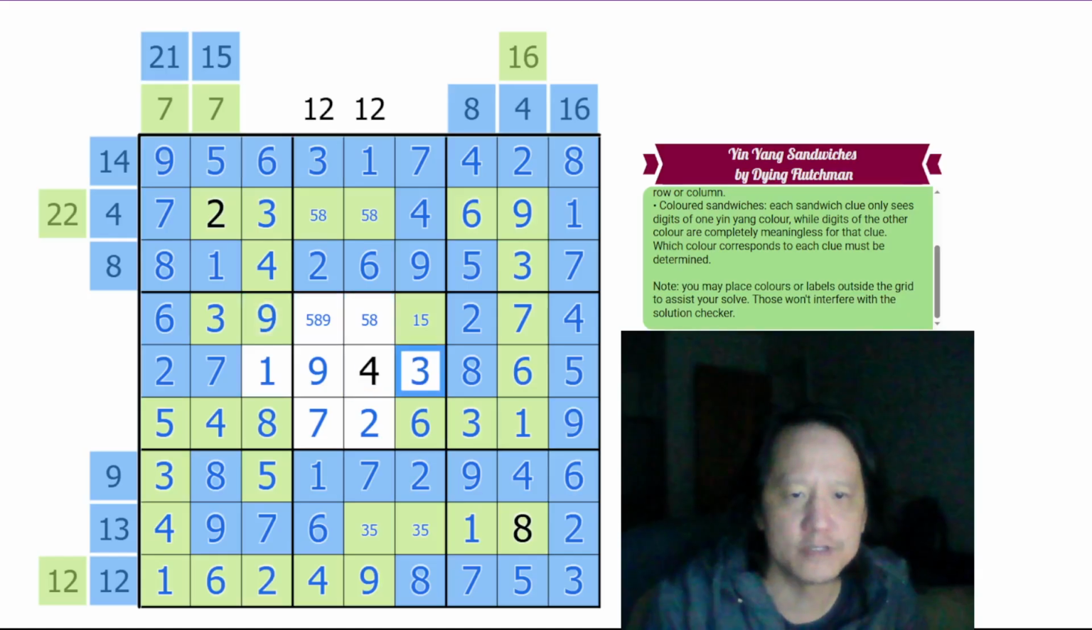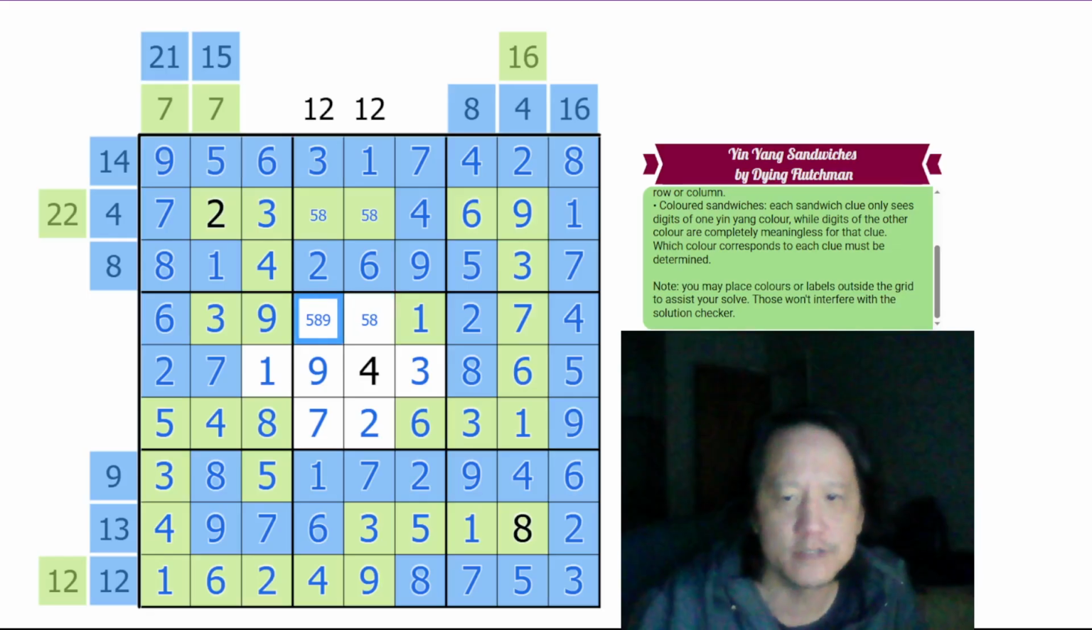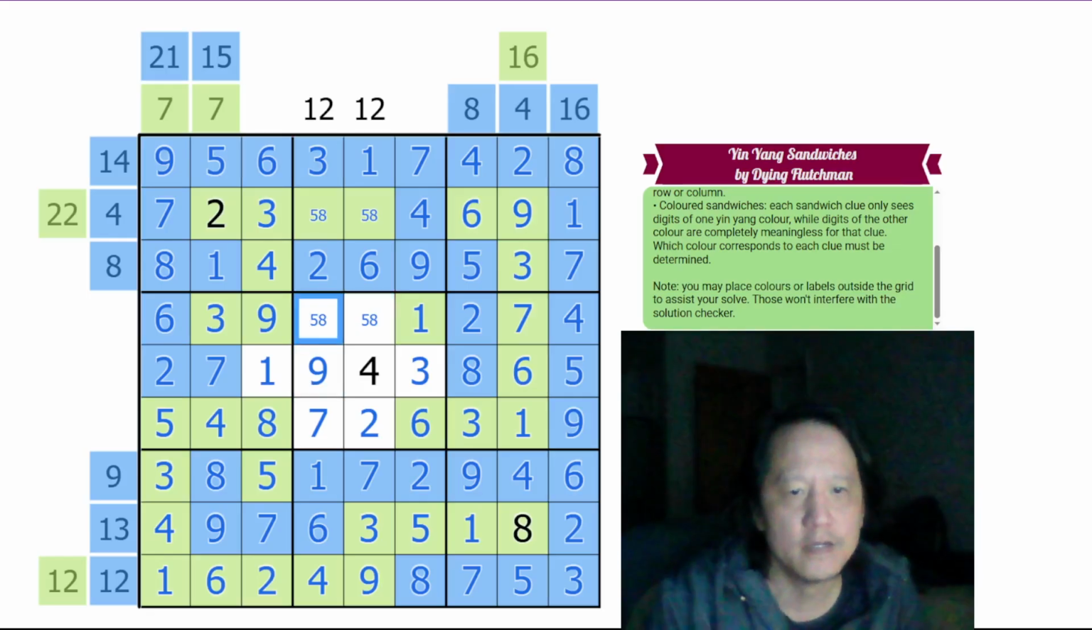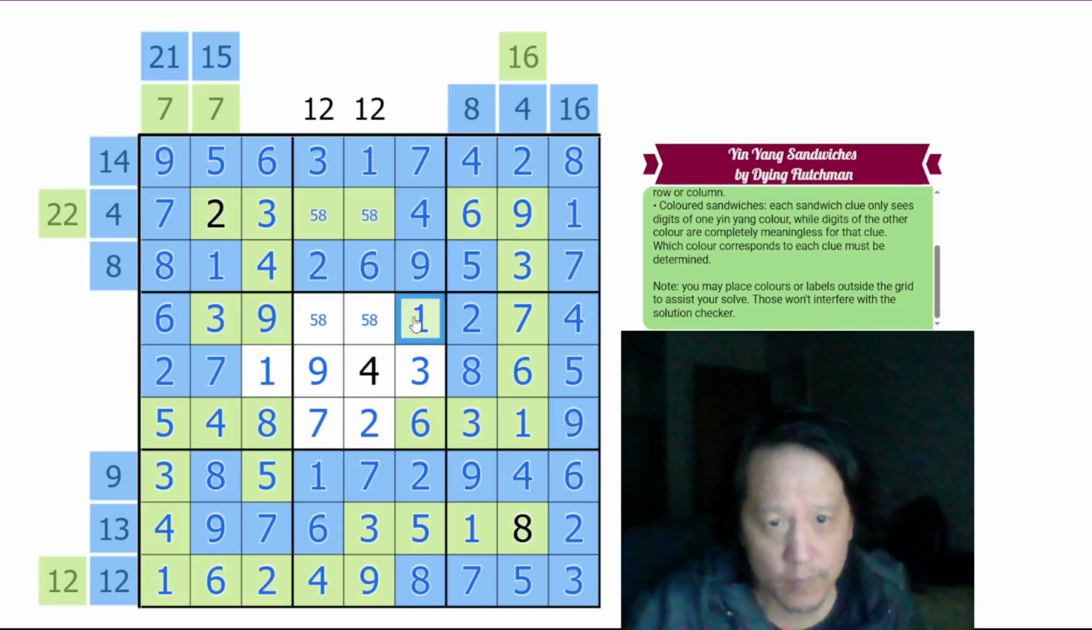This can't be 1, that's 3. This 9 eliminates 9 here, so it's a 5, 8 pair. Therefore, this 3 eliminates 3 here, so it's 5 and 3. 5 eliminates 5 here, so it's 1. This cannot be 9. Interesting. Okay.